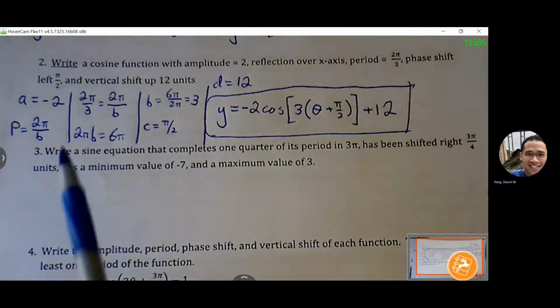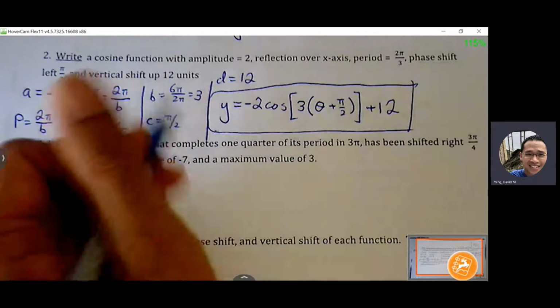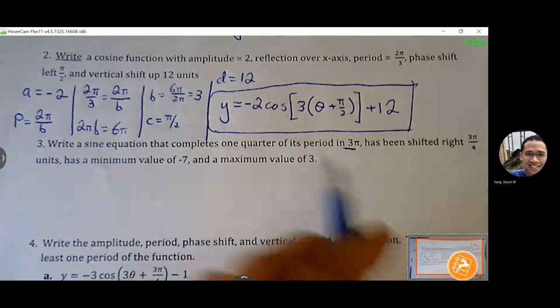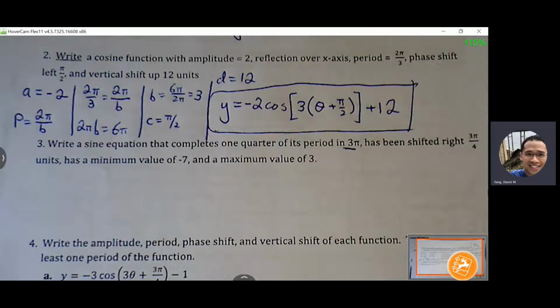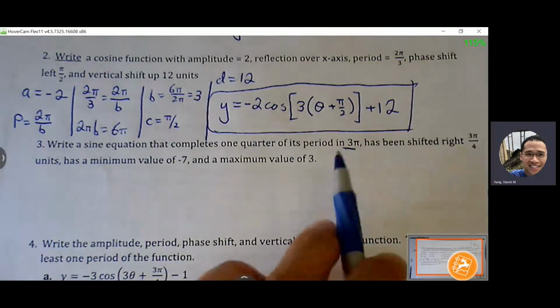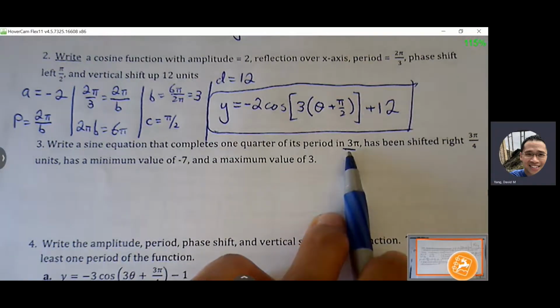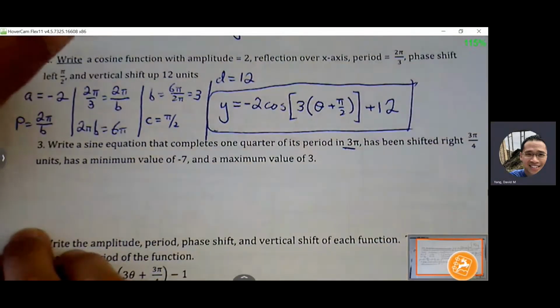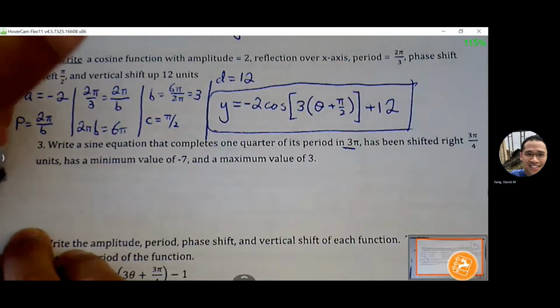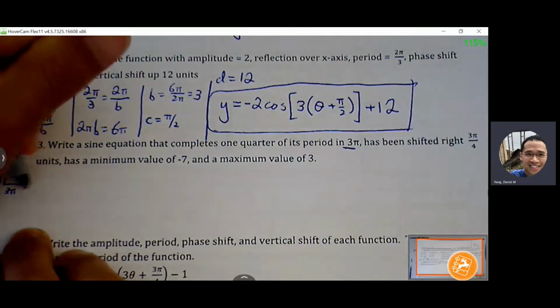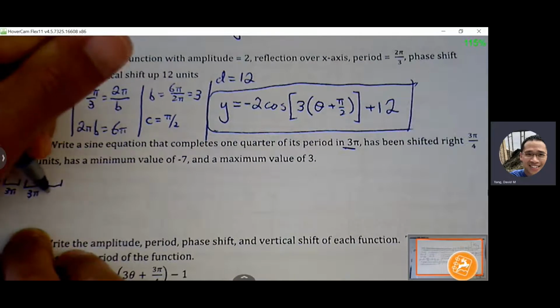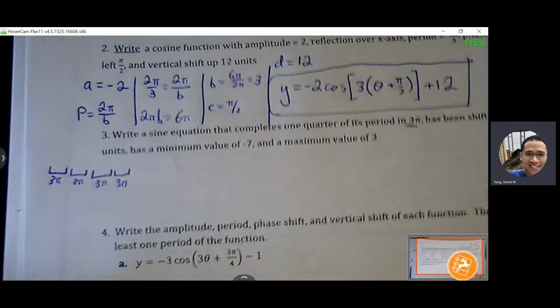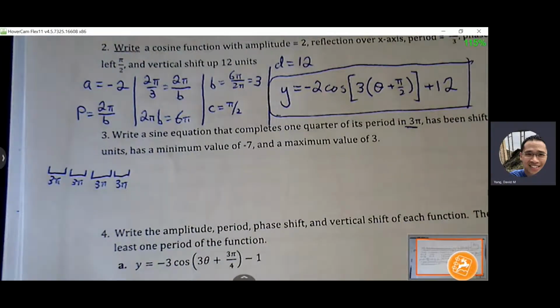Okay, number 3. Write a sine function that completes 1/4 of its period in 3 pi. So that means when it reaches 3 pi, it's only 1/4 of the way through its period. So what does that mean? How long will it take for this sine function to complete a full cycle? 12 pi, right? Because 1/4 is 3 pi. So I'm just going to go another 3 pi, another quarter is 3 pi, and the 4th quarter is 3 pi. I'm only 1/4 of the way there, so I'm just going to go that same distance 3 more times.